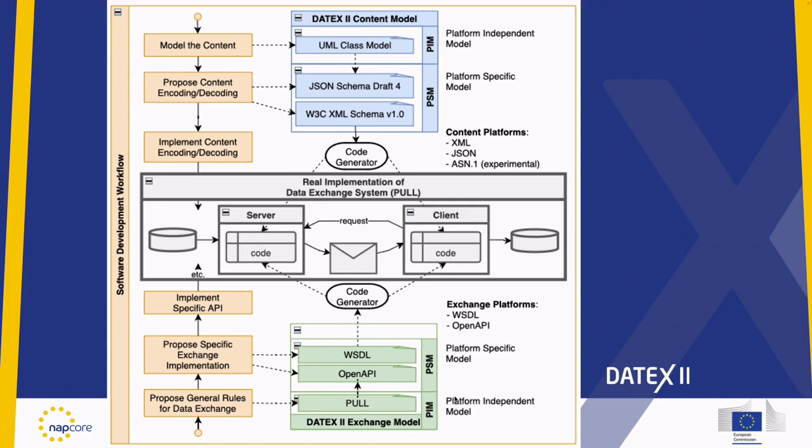When we look at the protocol or exchange side, we also find a model there, but it's much simpler because the variety of protocols is much lower compared to the variety of class models being used in practice. The generic part is called the data exchange pattern. DATEX II is proposing pull, push, and some variants. And then these are reflected in specific API specifications like OpenAPI for the purpose of pull, or WSDL if you implement the services as web services.